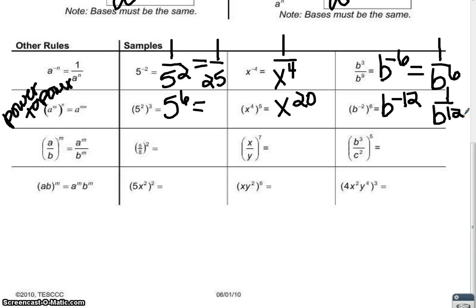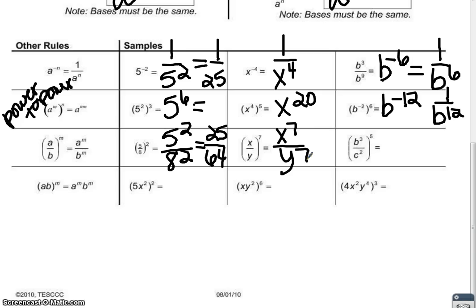If I have 5 divided by 8, or 5/8 squared, I can rewrite it as 5 squared divided by 8 squared. So I have 25 divided by 64. And again, I could just reduce that fraction. Okay, if it doesn't reduce, then you leave it alone. So let's look at what would happen when I had variables. Here I'd have x to the 7th divided by y to the 7th. Again, that exponent is just being distributed to both the numerator and the denominator.